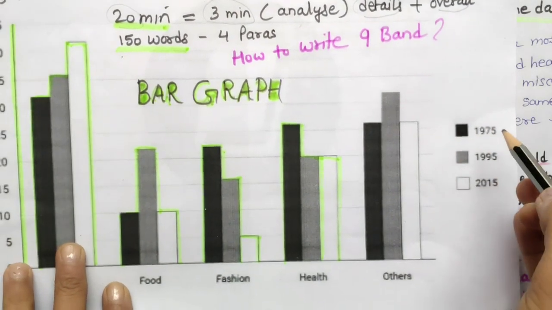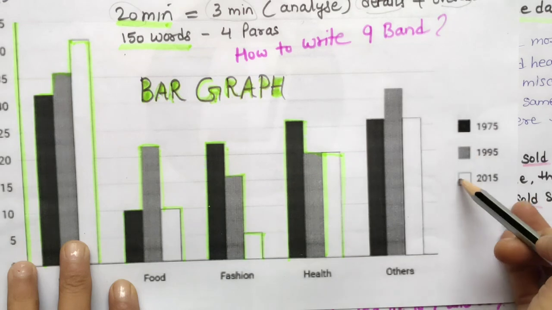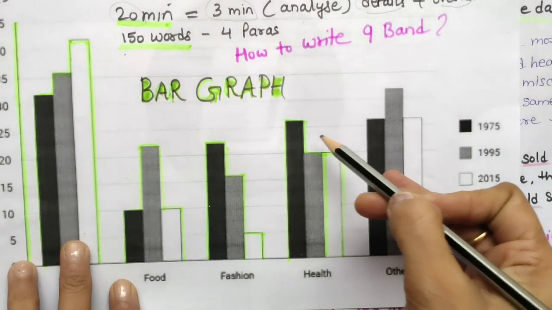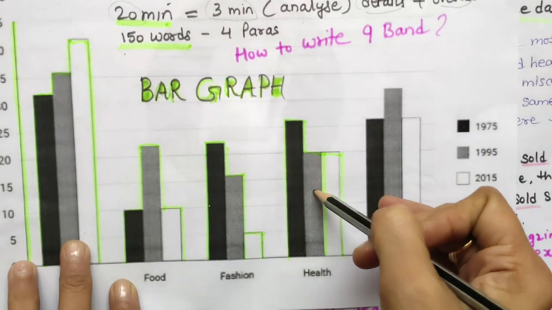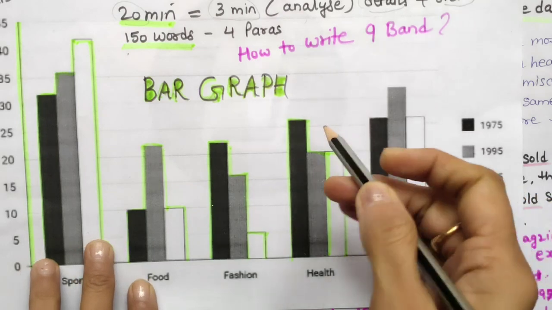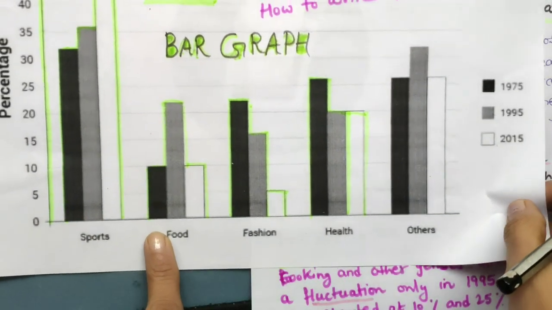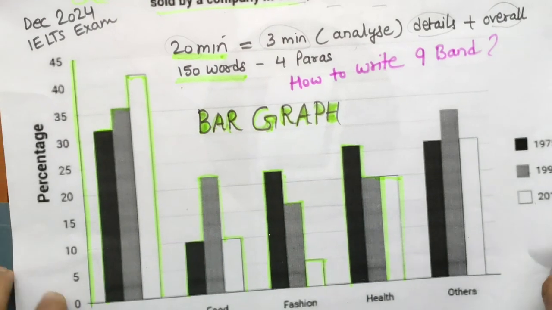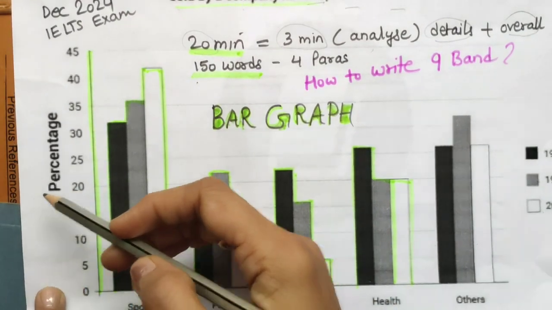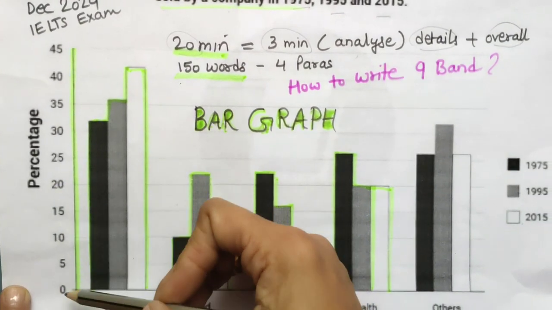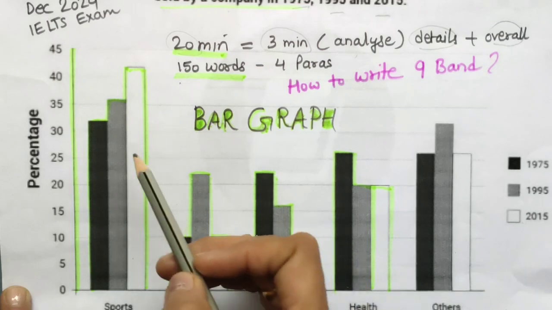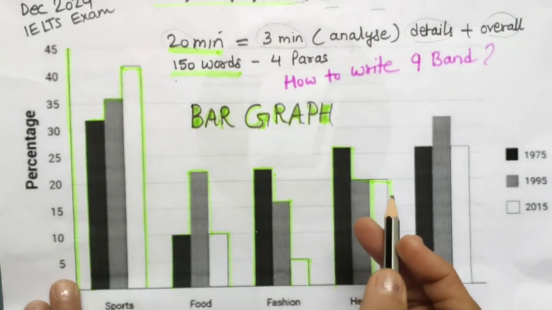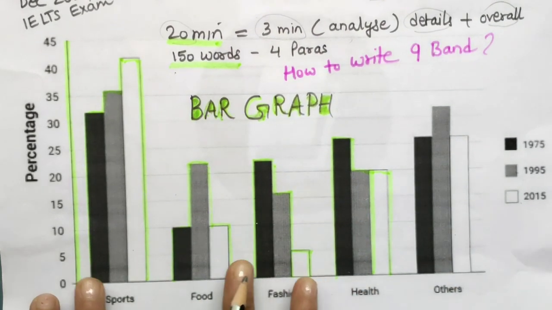So overall, first I have seen that there are 3 years. The black one is 1975, the gray one is 1995 and then 2015. And there are 5 categories. We can see sports, food, fashion, health and others. Percentage information is given from 0 to 45. Now overall, what can we see here? Pause the screen and decide.